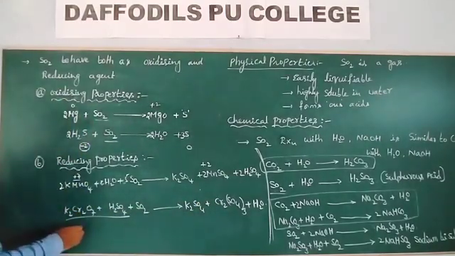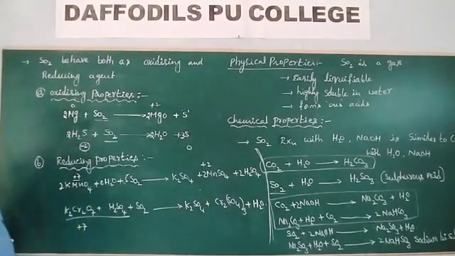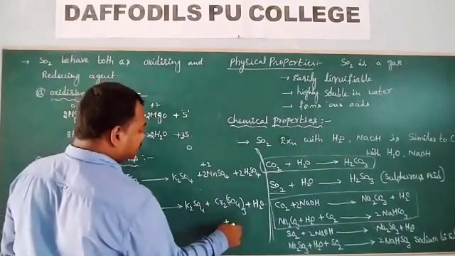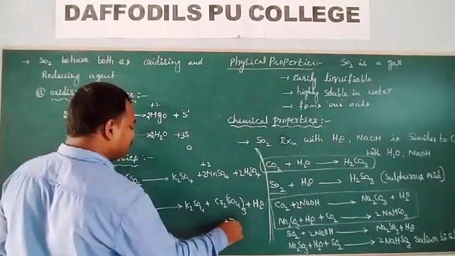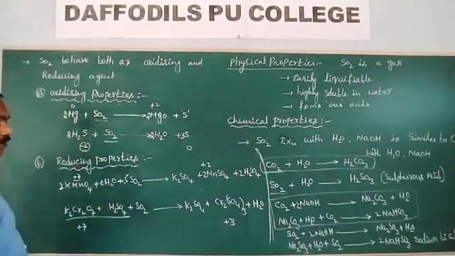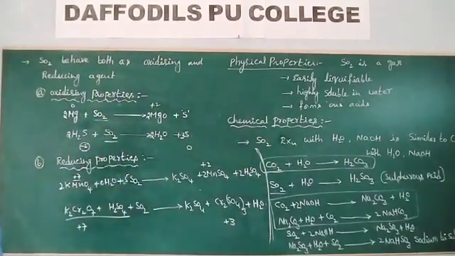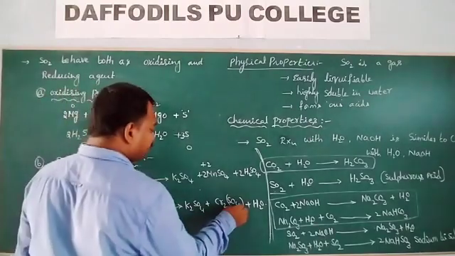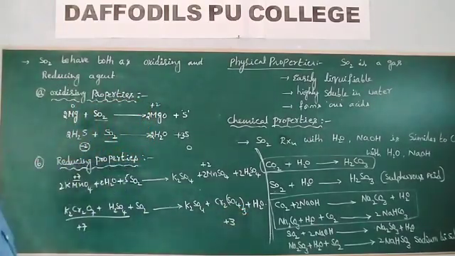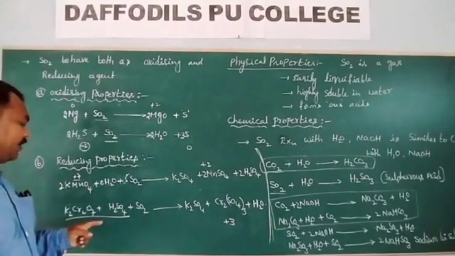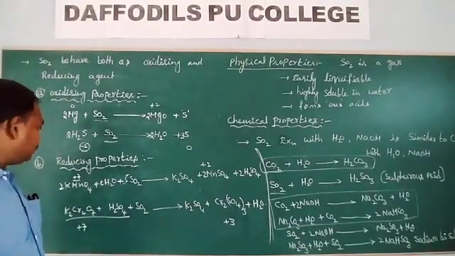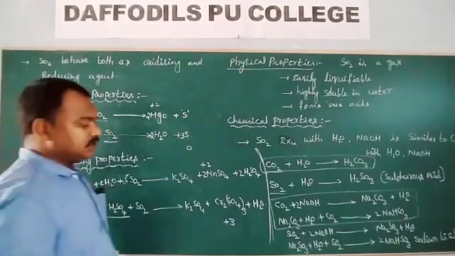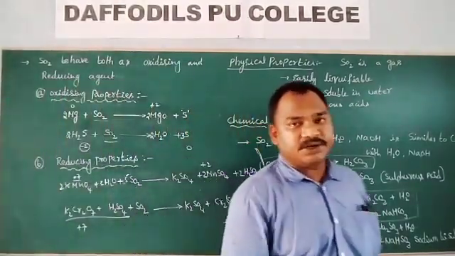Look at the oxidation state of chromium here, +6. Here the chromium oxidation state is +3. Decreasing in oxidation state is known as reduction. This reduction process is carrying out in presence of sulfur dioxide. So sulfur dioxide is a reducing agent.